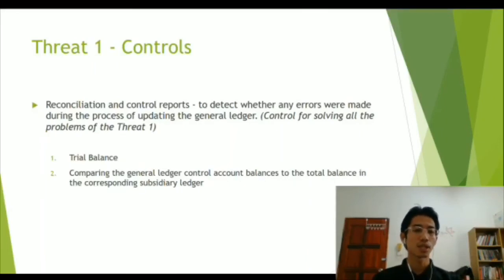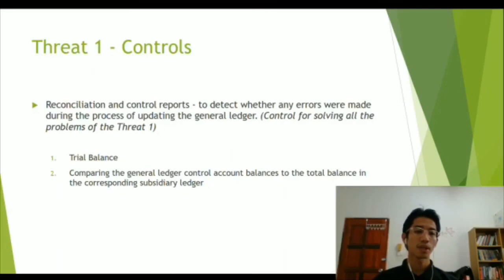So the first reconciliation that we can use is the trial balance. With the trial balance, we can check whether the total debit balance equals the total credit balance. If the amounts of debit and credit are not equal, it means that there might be some errors or inaccuracies during updating the journal entries or general ledger.